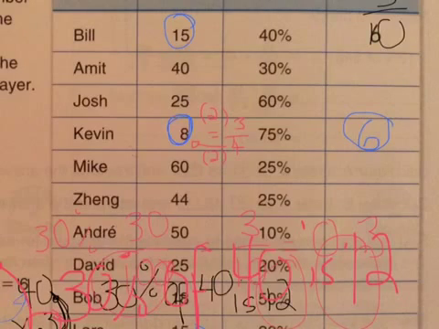Bill, with 50 shots, only got 6. So Kevin seems to be our all-star.